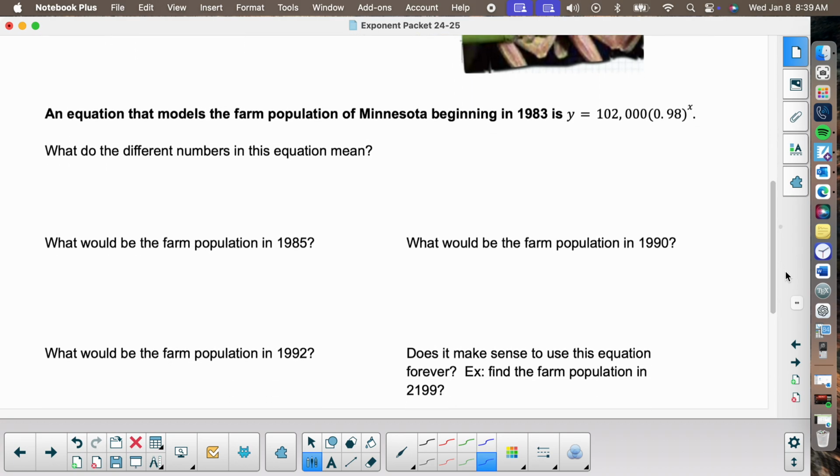Totally different situation. This one says an equation that models the farm population of Minnesota beginning in 1983. Now, I don't know if anybody even knows what this stands for, but otherwise, let's go over what the numbers represent. Because if you're making a cheat sheet, I feel like that would be helpful for you. Okay, does anybody know what the 102,000 possibly means? Like, give it a guess. I don't want to call somebody for this.